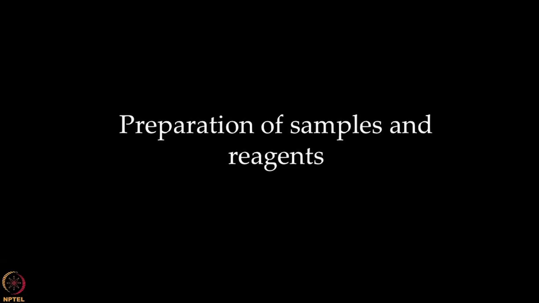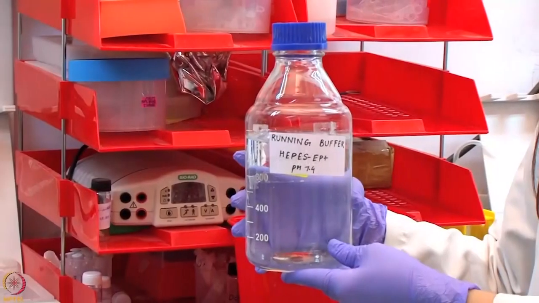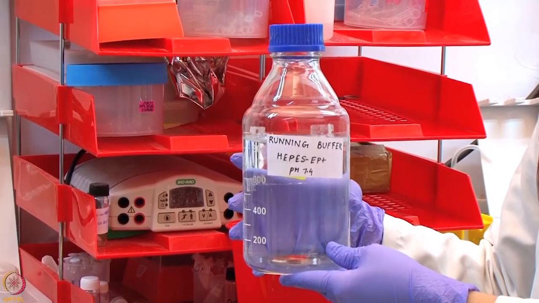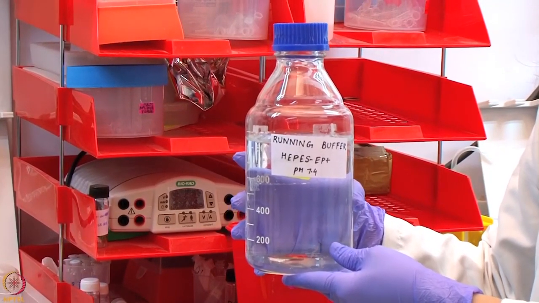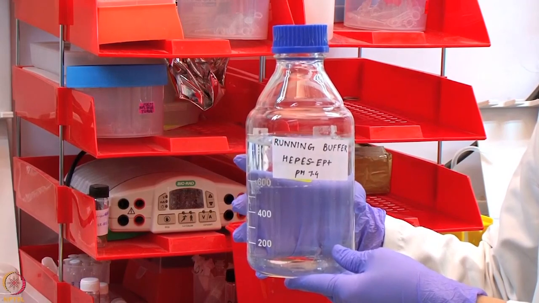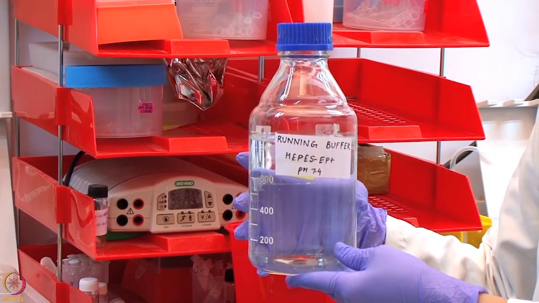We will now work on the reagents required for the binding analysis of anti-beta-2 microglobulin with beta-2 microglobulin protein. We will be using HBS-EP plus as the running buffer, which will also be used for the initial startup cycles.